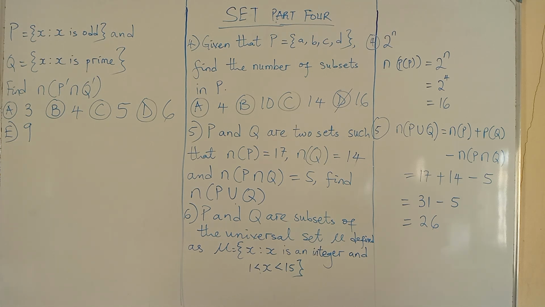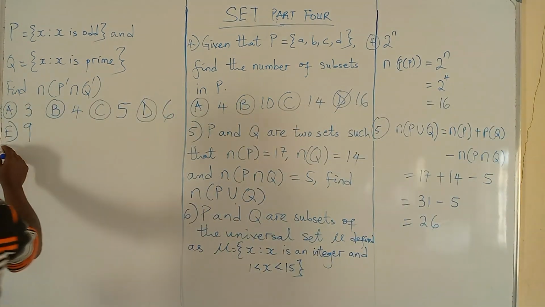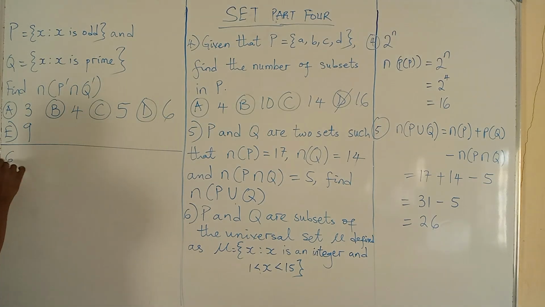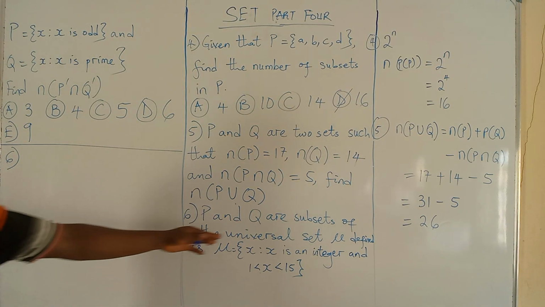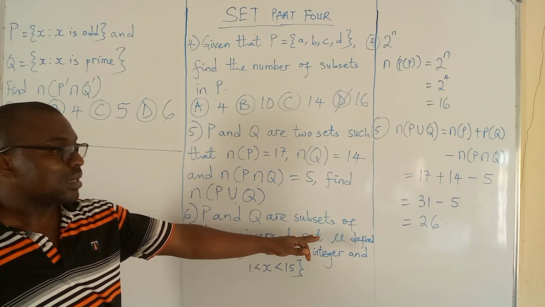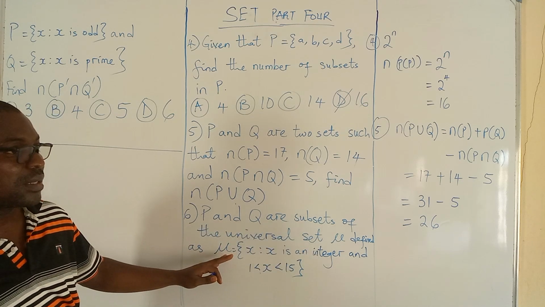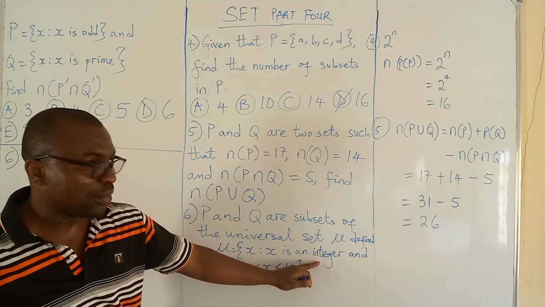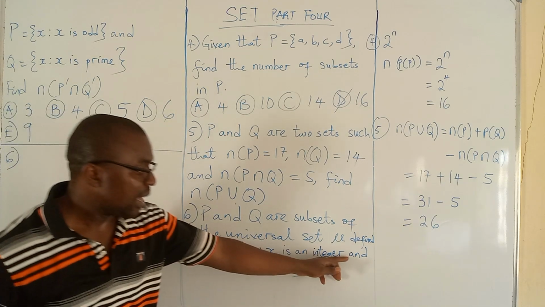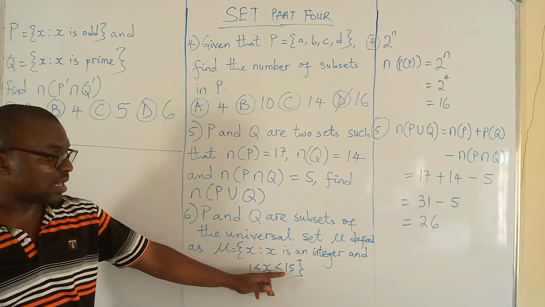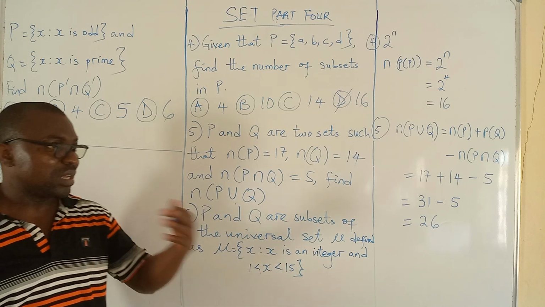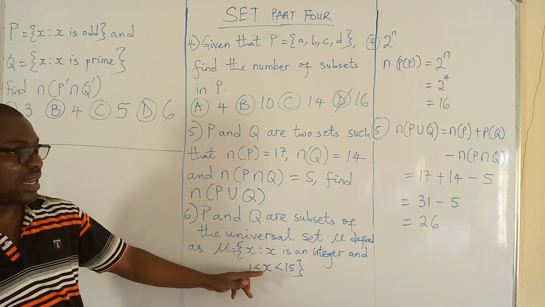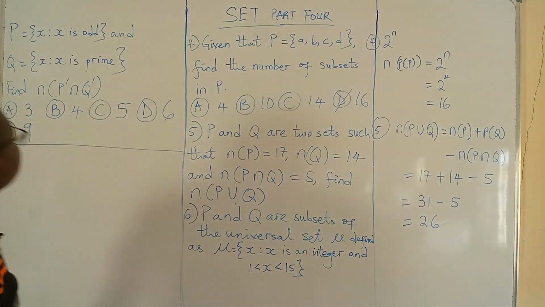Now we look at question number 6. P and Q are subsets of the universal set defined as the universal set is equal to the set of x such that x is an integer. What is an integer? An integer is a whole number. And 1 is less than x is less than 15. If 1 is less than x, it means x is greater than 1. So what we have here is 1 is less than x and x is less than 15.